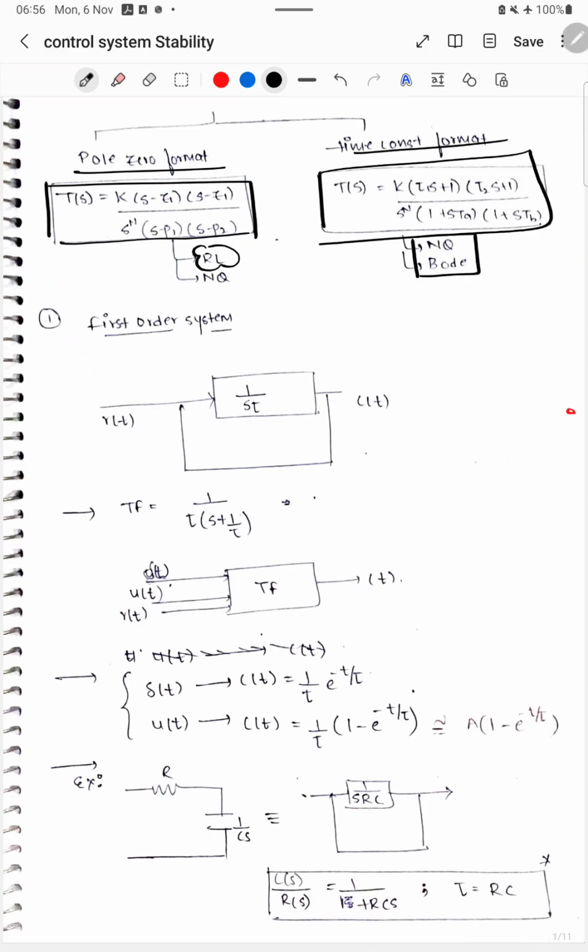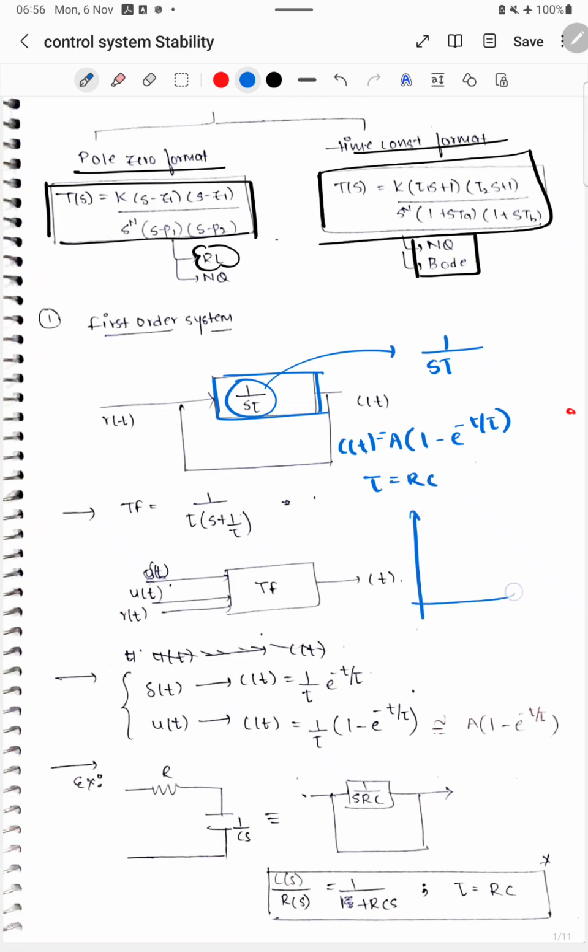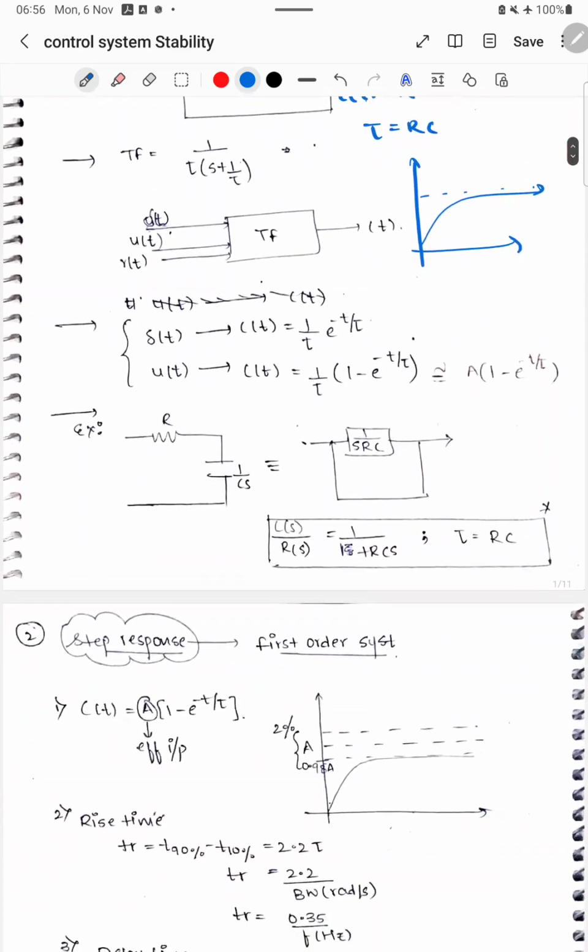So first thing to take care is the first order system, closed loop. In first order system, forward gain would be 1 upon s tau. In this case, your c of t, your response will be a into 1 minus e to the power minus t upon tau, where tau is nothing but rc. So your response will be nothing but this way.